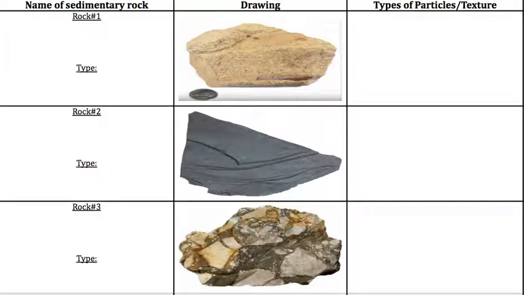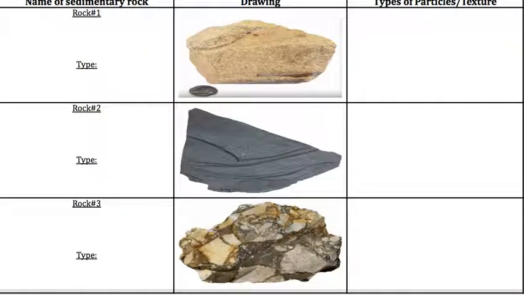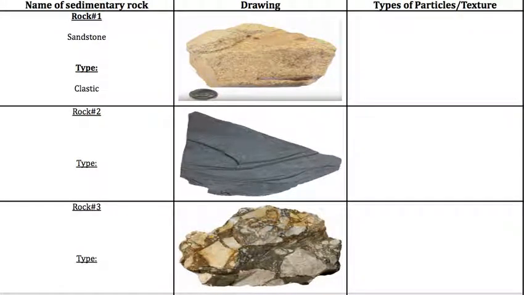Okay, so hopefully you've gotten this all completed. Let's go ahead and look at rock number 1. Rock number 1 is sandstone. It is clastic. It has sand-sized particles that are fine-grained and rounded.